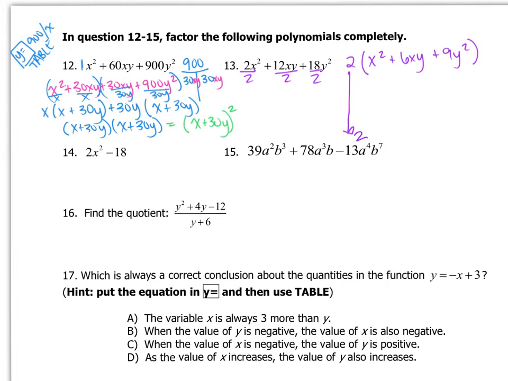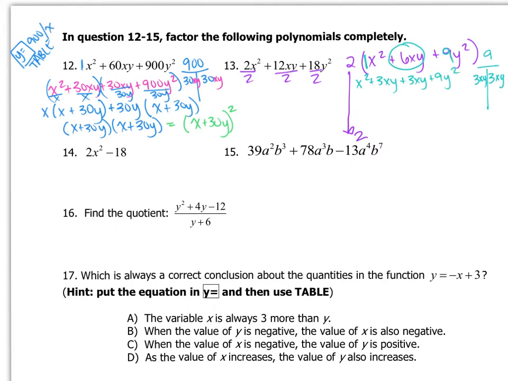Then we need to start our process of a times c. So 1 times 9 is going to be a 9 on top of our t-chart. We need 2 numbers that will add to give us this middle term, 6. So that's going to be a 3. We're going to have to put an xy with both of those. So we would rewrite as x squared plus 3xy plus 3xy plus 9y squared.